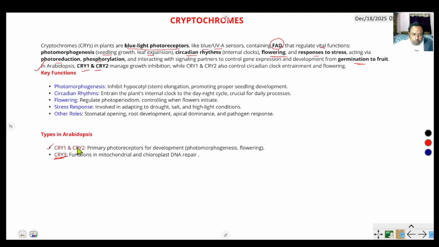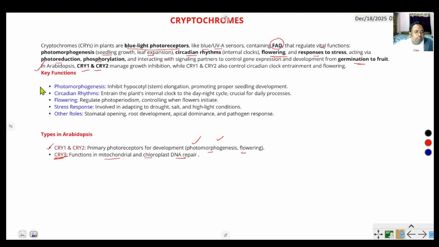Cryptochrome 1 and 2 are primary photoreceptors for development, photomorphogenesis and flowering. Cryptochrome 1 and cryptochrome 2 are primary photoreceptors that help in photomorphogenesis. Photo means light, and morphology refers to the form of the plant. In the presence of light, the morphology changes, like leaf expansion, seed germination, flowering, and circadian rhythm control, etc. And cryptochrome 3 functions in mitochondrial and chloroplast DNA repair.